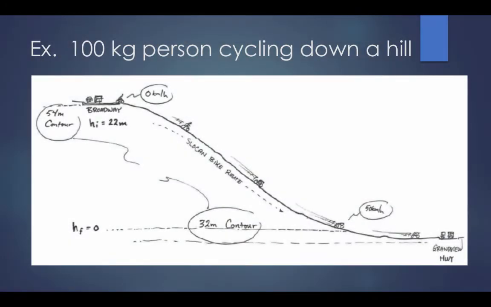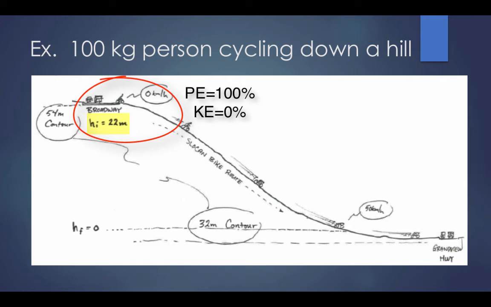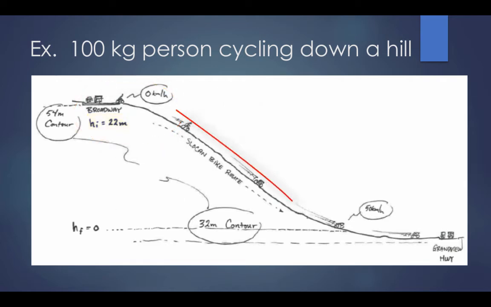Let's look at this example of a 100-kilogram person riding down a hill on his bicycle. He starts at the top of a 22-meter tall hill and begins with all of his mechanical energy as potential energy and none as kinetic energy. As he rides down the hill, his potential energy will transform into kinetic energy. If it is a closed system with 100% conservation of mechanical energy, then 100% of the potential energy will transform into kinetic energy. However, not all systems are closed.